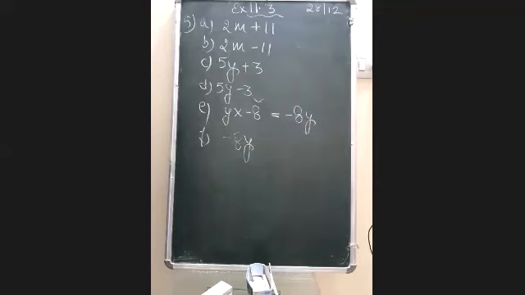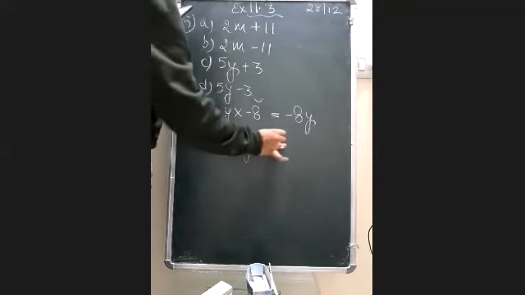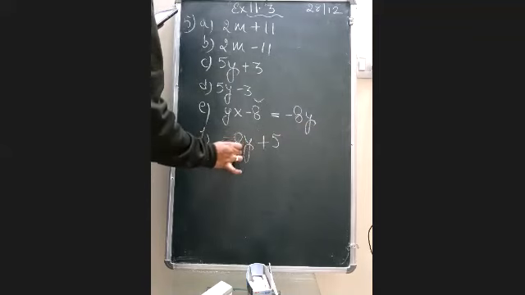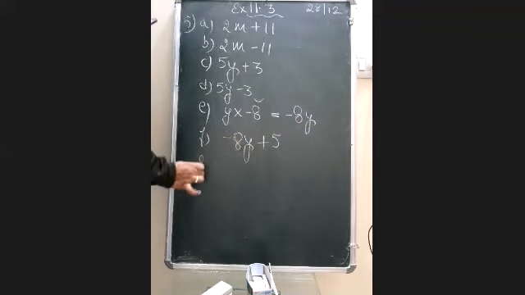Then 5 is added to the result. This is minus 8y, and 5 is added to the result. So it means minus 8y plus 5. Moving on to the next question, that is G.